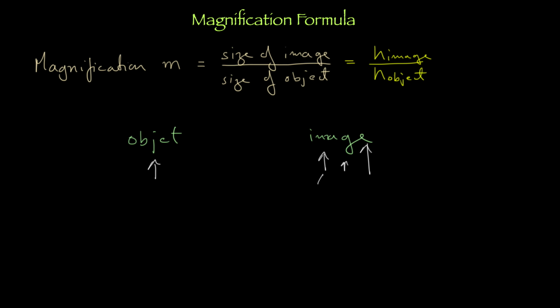Magnification is 1 if the image is the same size. If it is smaller, say the magnification is half. If it is double the height, say the magnification is 2. But is it a plus 2 or a minus 2? What can a plus represent?